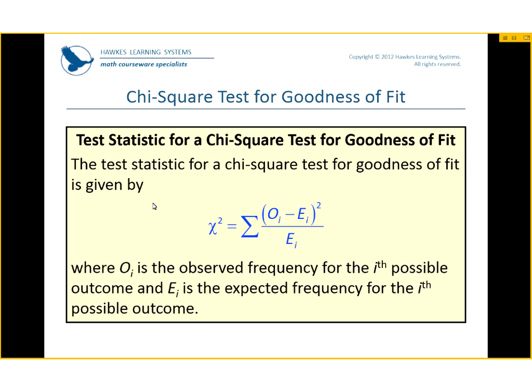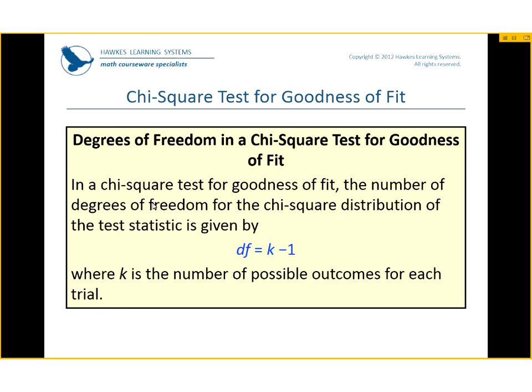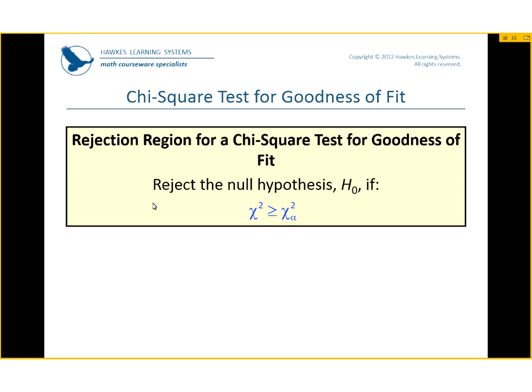The test statistic for the chi-square test of goodness of fit is chi-squared equals sigma, the summation of all the observed minus the expected, squared, over the expected. The degrees of freedom is the number of categories minus 1, or the groups that you're looking at minus 1. To reject the null based on chi-squared, your chi-squared is greater than or equal to your chi-squared alpha.